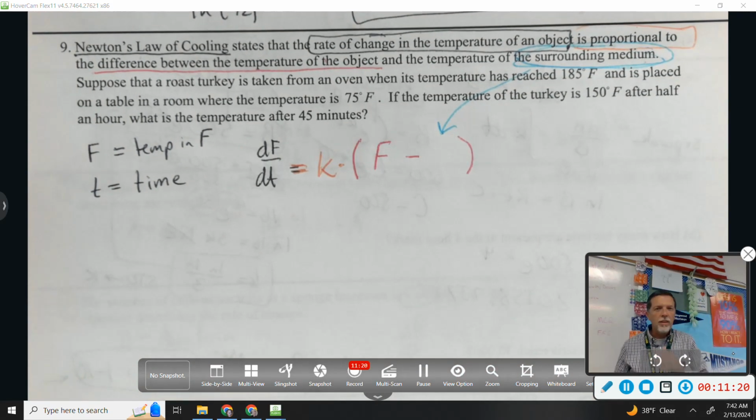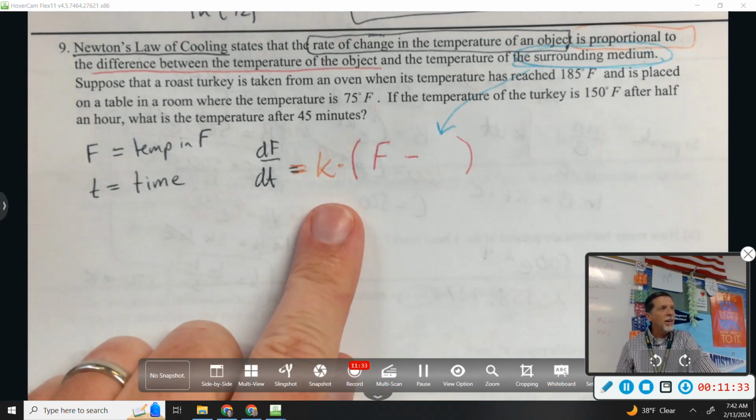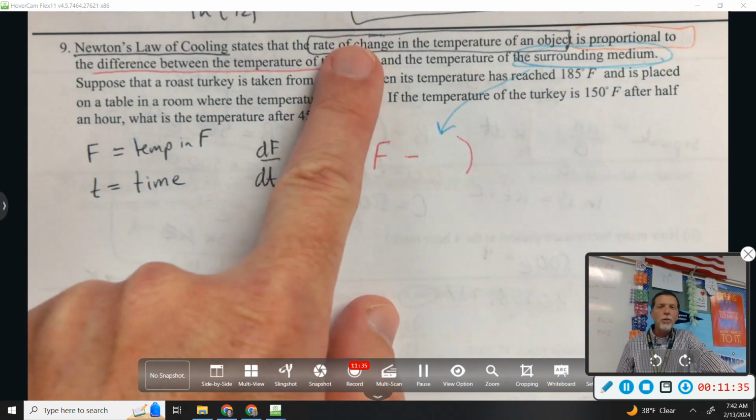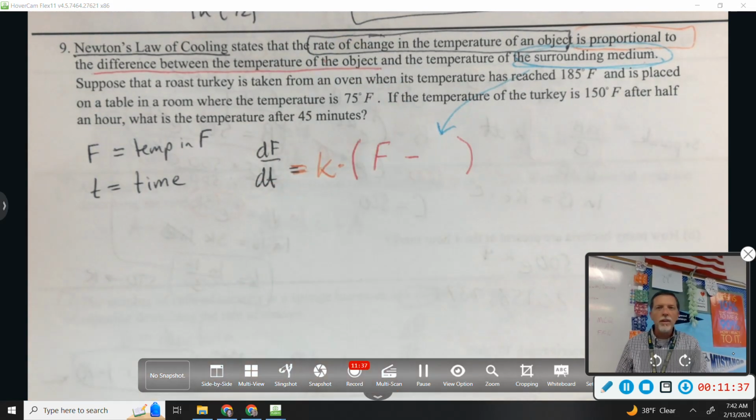We don't know what that is. I think they're about to give it to us. So that's Newton's law of cooling. We use it a lot, but every time we use it, we tell you what it is. So you don't have to memorize the formula. You have to be able to read the words and come up with the formula.